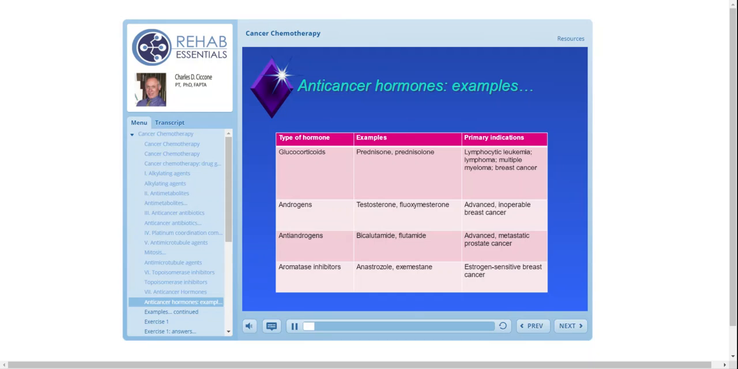So here are some examples. The anti-inflammatory steroids are what we call the glucocorticoids, like prednisone, prednisolone. These are nicely used sometimes in lymphocytic leukemias, lymphomas, and other forms of cancer. Androgens are obviously important in inoperable breast cancer. In other words, if breast cancers are accelerated by estrogen, they're going to be attenuated or slowed down by the opposite hormone, the male hormone. We have the anti-androgens for people with advanced prostate cancer. Aromatase inhibitors affect the synthesis of estrogen and are obviously important in estrogen-sensitive breast cancers. Some more examples in the next slide.